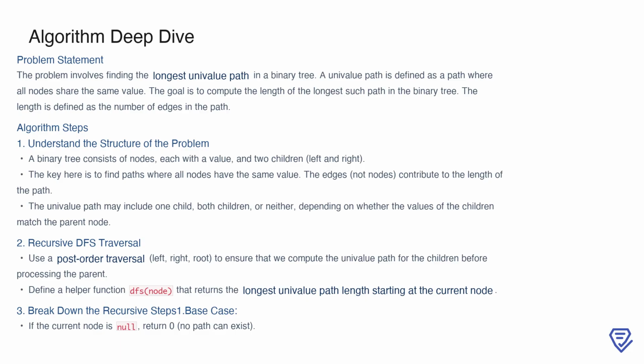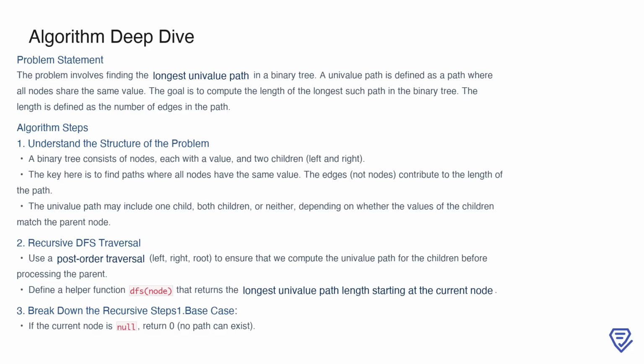To solve this, we first need to understand the structure of the binary tree. Each node in the tree has a value and may have up to two children, one on the left and one on the right. The key challenge is to determine the paths where all nodes have the same value and then calculate their lengths. These paths may extend through one child, both children, or neither, depending on whether the child nodes share the same value as the parent.